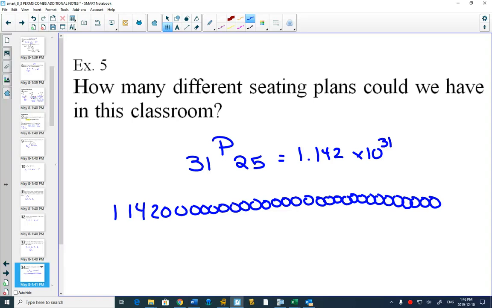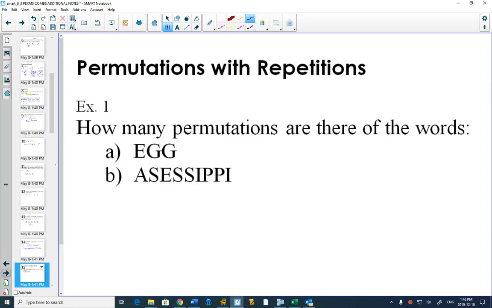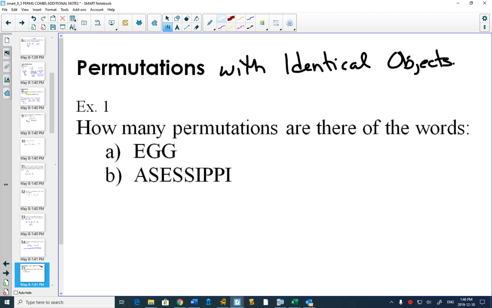Okay. All right. Now I'm going to get you to try this out. And we're going to use what I think the textbook had as a better descriptor. So we've done these before already as well. Permutations with identical objects. These are the ones like Samantha with the 3 A's. How many permutations are there of the word egg?